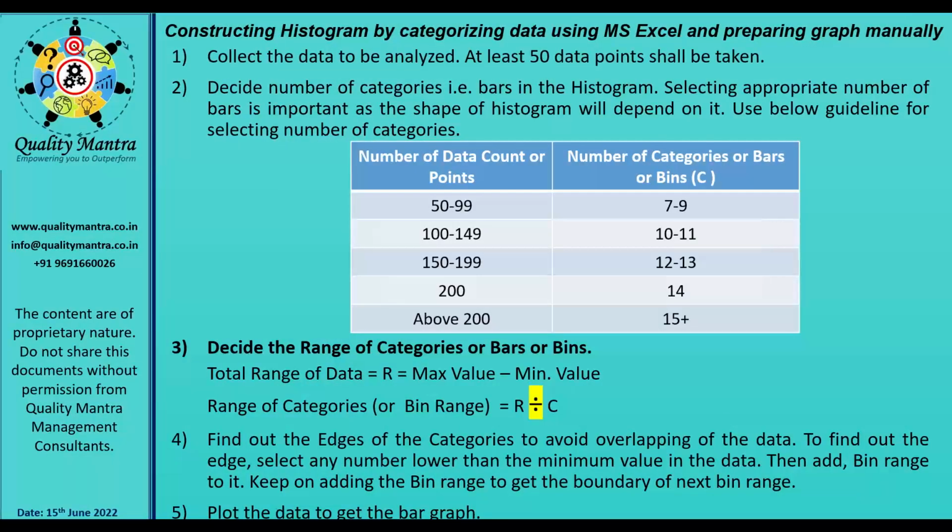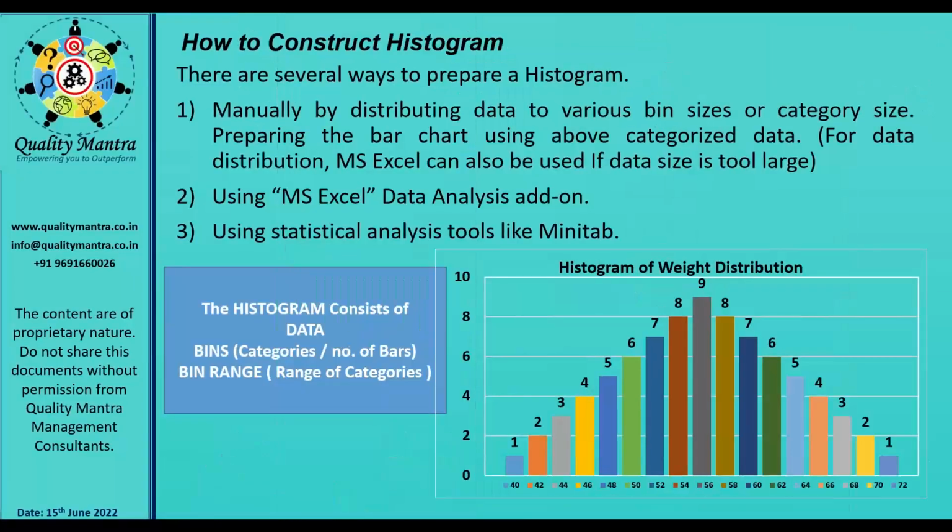Now we will just go through this in 4-5 minutes. Another way is that you can make it on the MS Excel sheet using the data analysis add-on, or you can use statistical analysis tools like Minitab, Python, R. It can directly categorize your data into a histogram, or prepare a histogram for you quickly. Now, what does a histogram consist of?